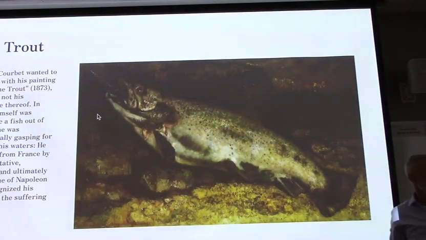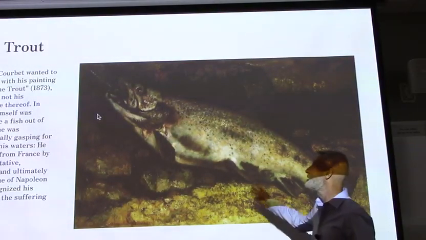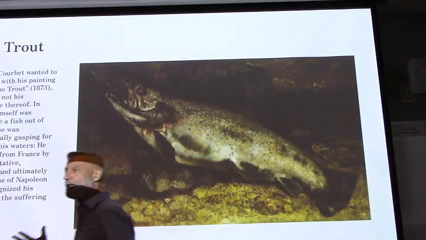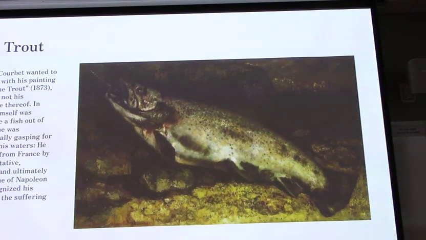Another artist at that time was Gustave Courbet, and he painted this phenomenal painting of a trout, and he wanted to show the trout itself. He wanted to be the trout. Why did he want to be the trout? The trout looks like it's dead on the shore of a river. There's blood coming out of its gills. Why did he want to be that trout?